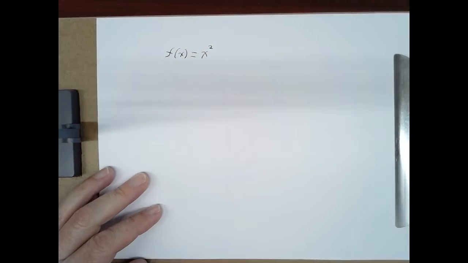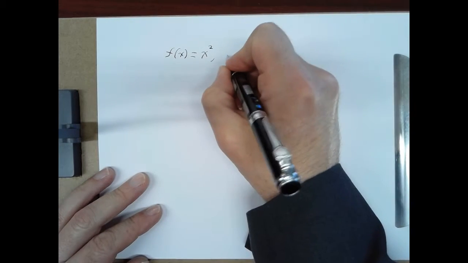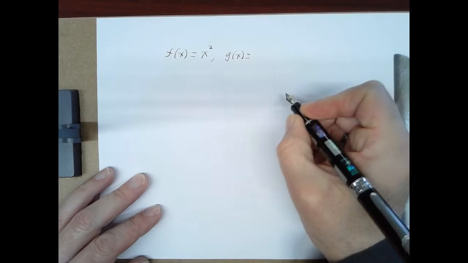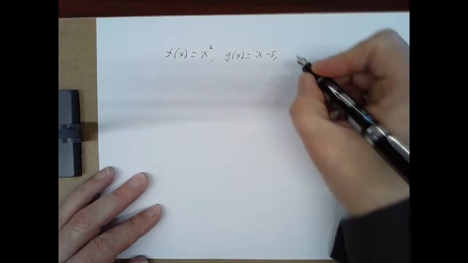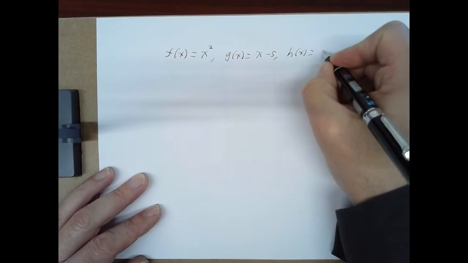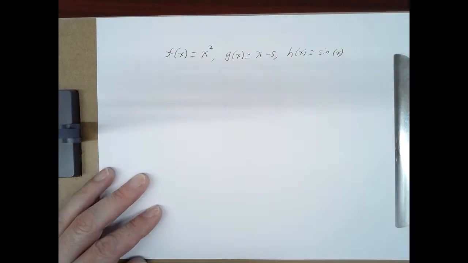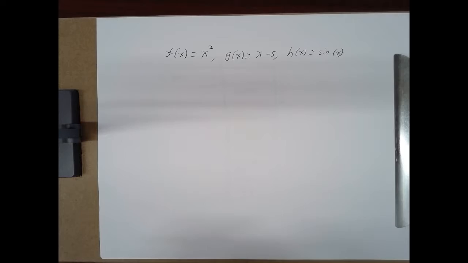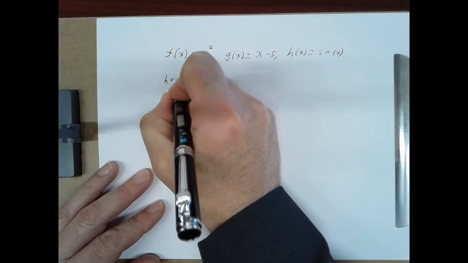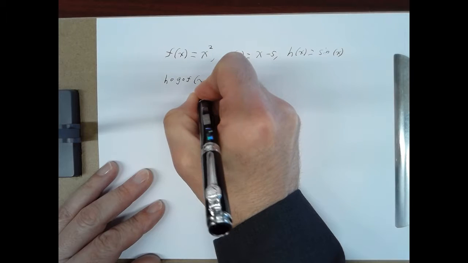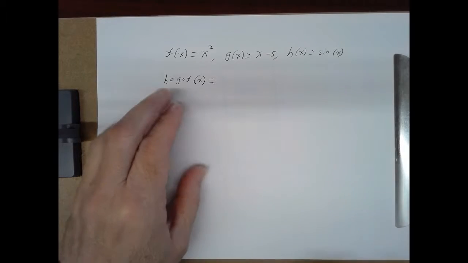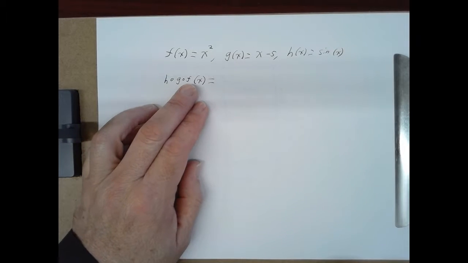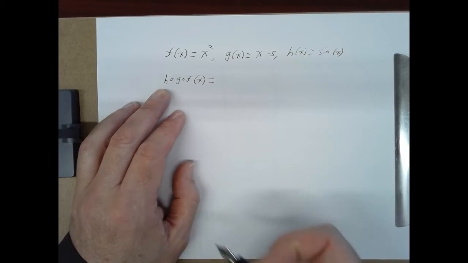So let's say f of x equals x squared. And let's say g of x equals, how about x minus 5? And let's just mix it up. Let's say h of x equals sine of x. Do some trig. And let's find h composed with g composed with f. This means apply f and then apply g and then apply h. It goes in that direction.